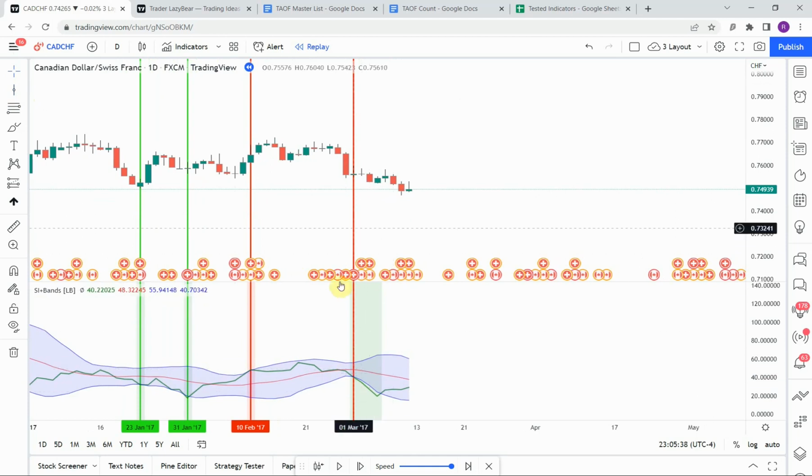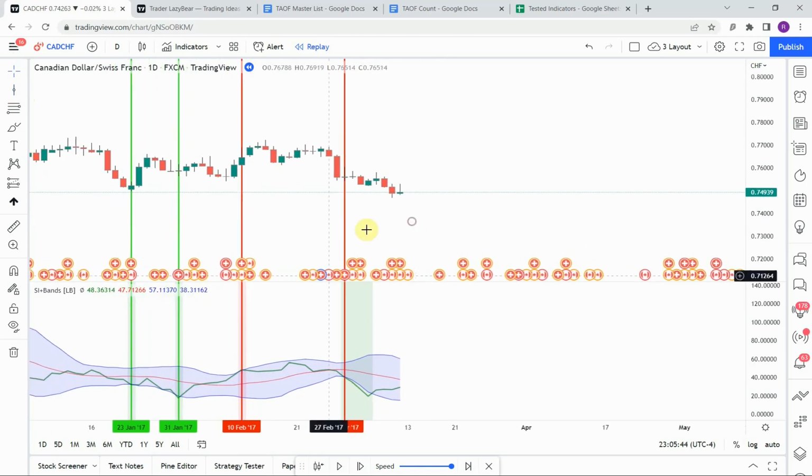All right, we then pick up a long right here, and pretty much immediately we get a push to the downside, which does come down and stop us out. Let's go ahead and continue forward.